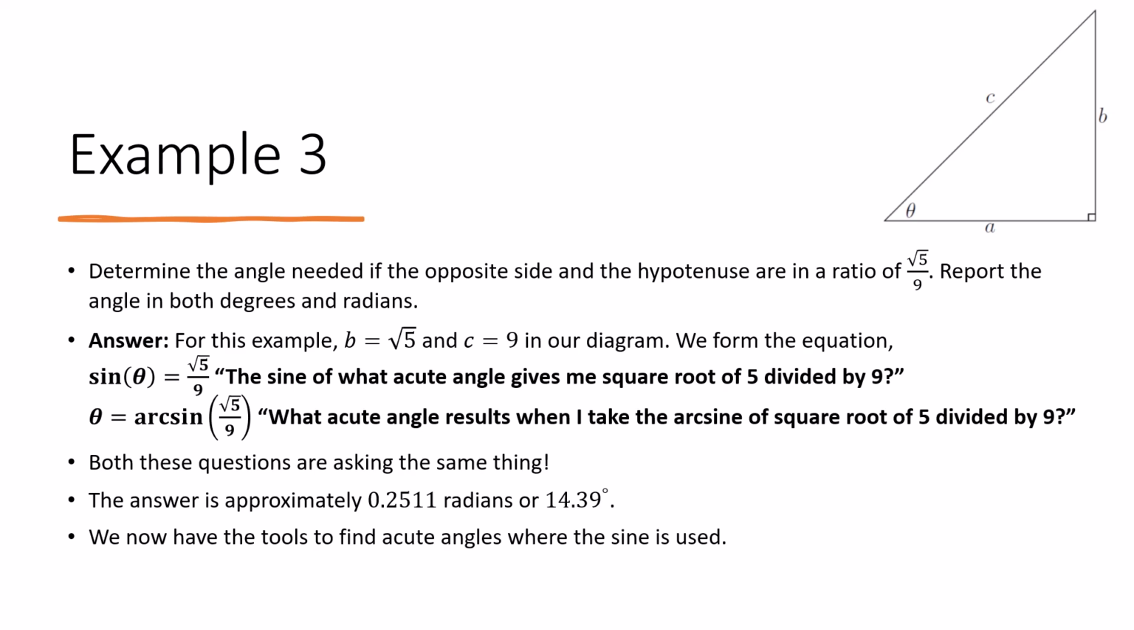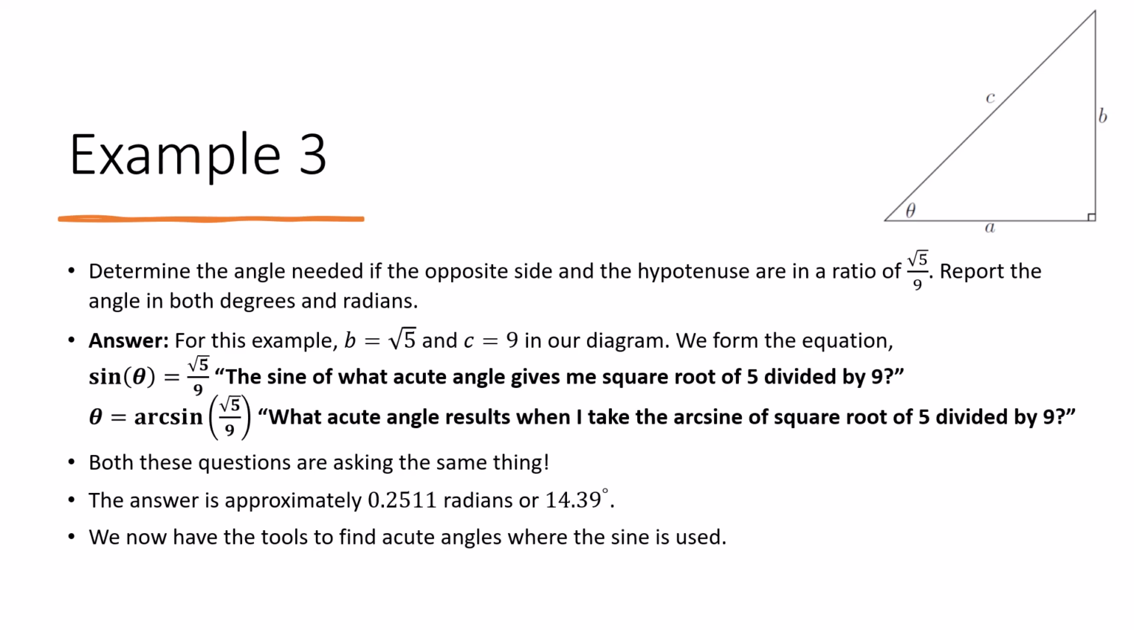So again, we do the same thing. The opposite side will be square root of 5, the hypotenuse will be 9, and we form the equation sine of theta is equal to root 5 over 9. And again, this is asking us the question, the sine of what acute angle gives me the square root of 5 divided by 9? We can write this in the arcsine format, where theta is equal to the arcsine of the square root of 5 over 9.